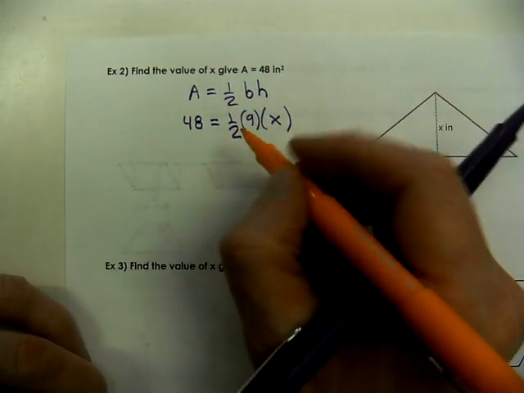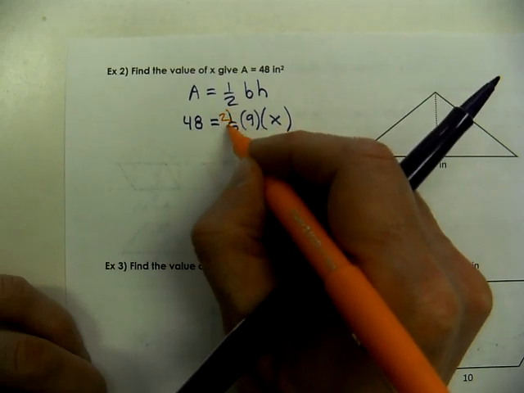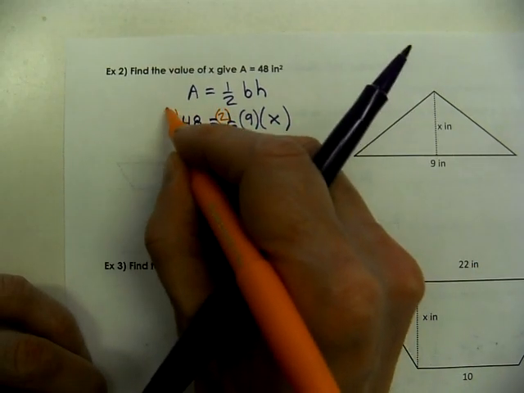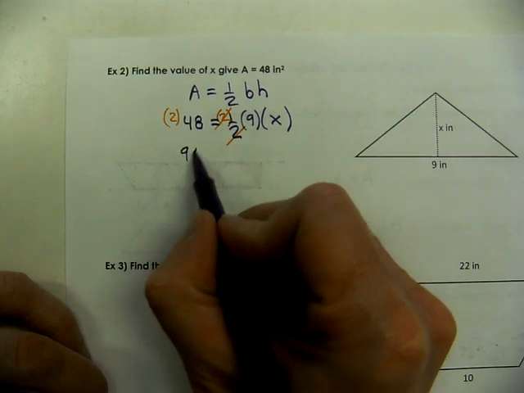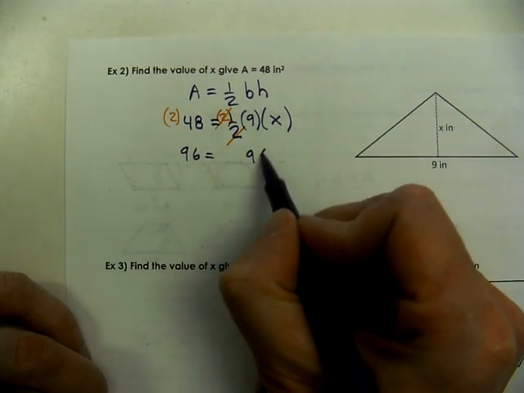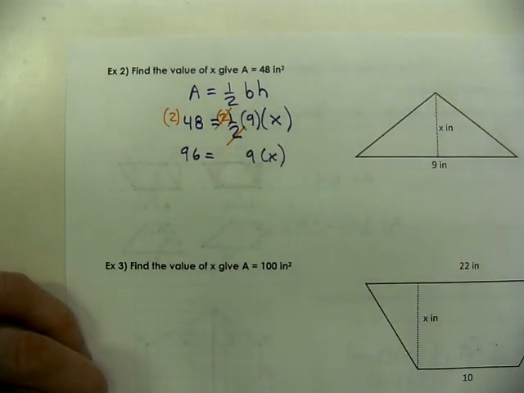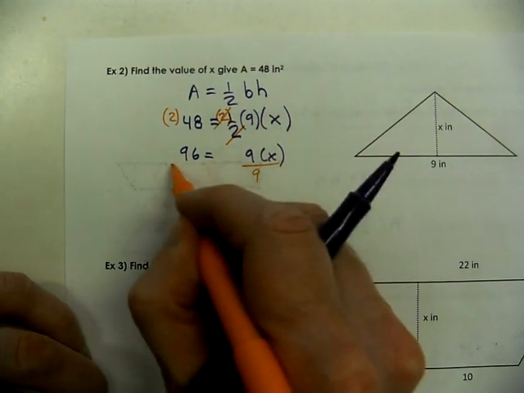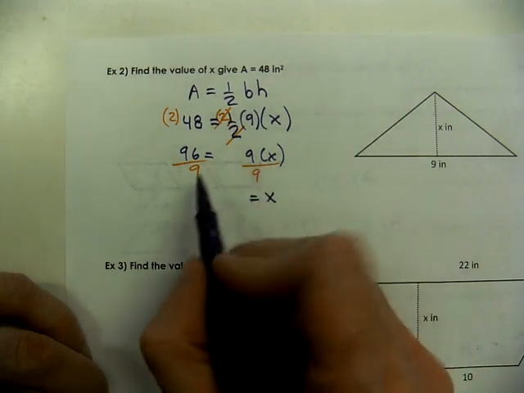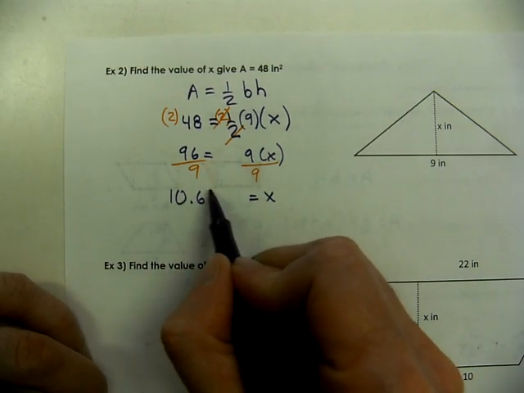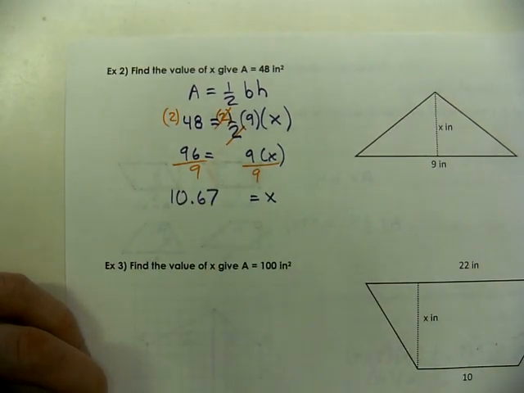But remember, also you have the option of doubling both sides, and that's how you get rid of the fraction 1/2. Multiply both sides by 2, in other words. And so we get 96 equals 9x. And then we'll divide both sides by 9 to isolate the variable. I believe we should get a decimal answer here.